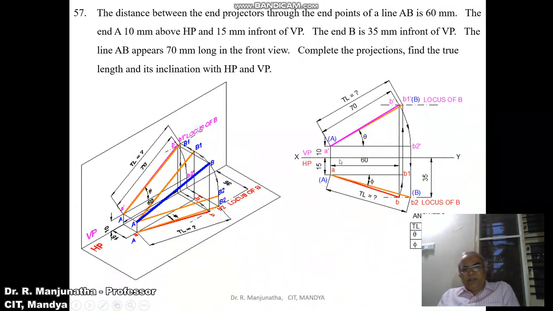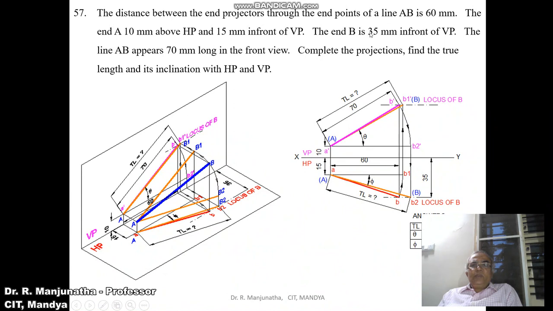Similarly, 15 mm in front of VP. In front of VP is seen in HP. Since HP is below the XY line, from the XY line you measure 15 mm and draw a horizontal line which is parallel to XY. Consider any point and then draw a vertical projector so that it cuts both the lines at this point and this point. You mark this point as small a and this point as A dash.